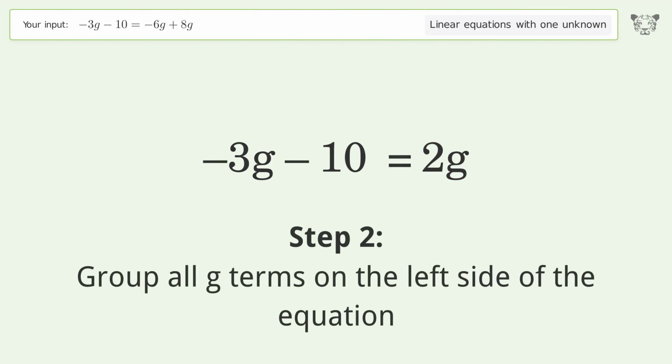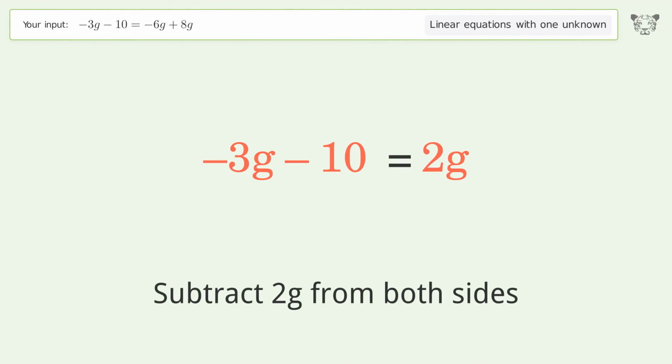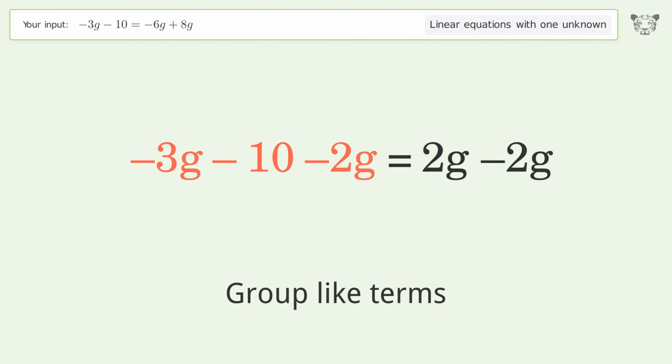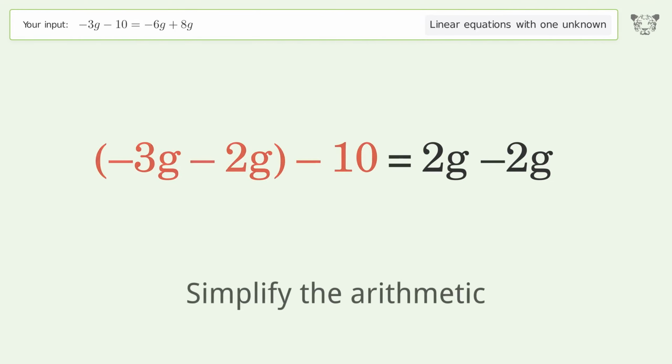Group all g terms on the left side of the equation. Subtract 2g from both sides. Group like terms. Simplify the arithmetic.